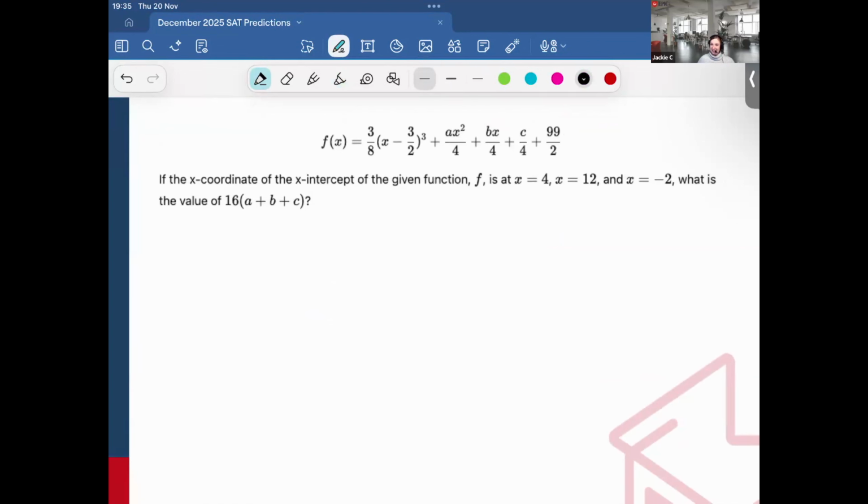Ooh, yikes, looks intense. So here we have f of x is equal to 3/8 (x minus 3/2) cubed plus ax squared divided by 4 plus bx divided by 4 plus c divided by 4 plus 99/2. If the x-coordinates of the x-intercepts of the given function f are at x equals 4, x equals 12, and x equals -2. So remember, x-intercept is where y is equal to 0. What is the value of 16a plus b plus c?